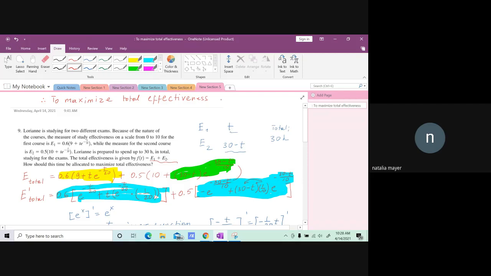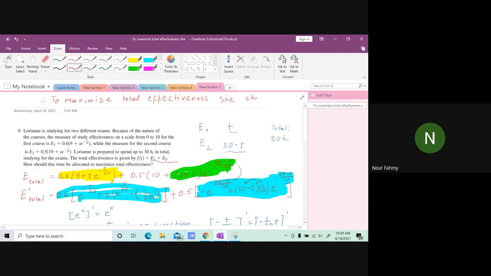And how many exams is she studying for? 2. Two. Now start using human language. So to maximize, we don't say T should be 20. We want to speak the human language in the final statement. To maximize total effectiveness, she should study this for the first exam, that for the second exam, right? So to maximize total effectiveness, she should complete the statement.